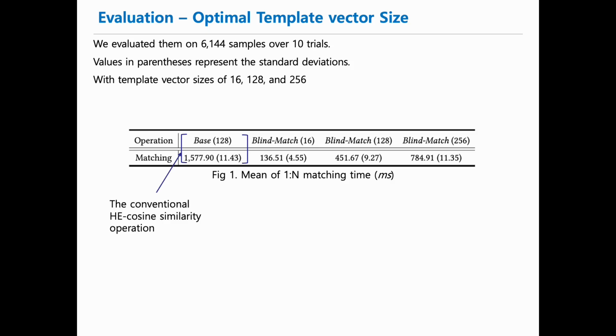Figure 1 shows the mean of 1 to n matching time. The base means the conventional homomorphic encryption-based cosine similarity operation. The result shows that the matching time is linearly increased when the template vector size is increased, and our architecture is about 3.5 times faster than that of base with template vector size of 128.